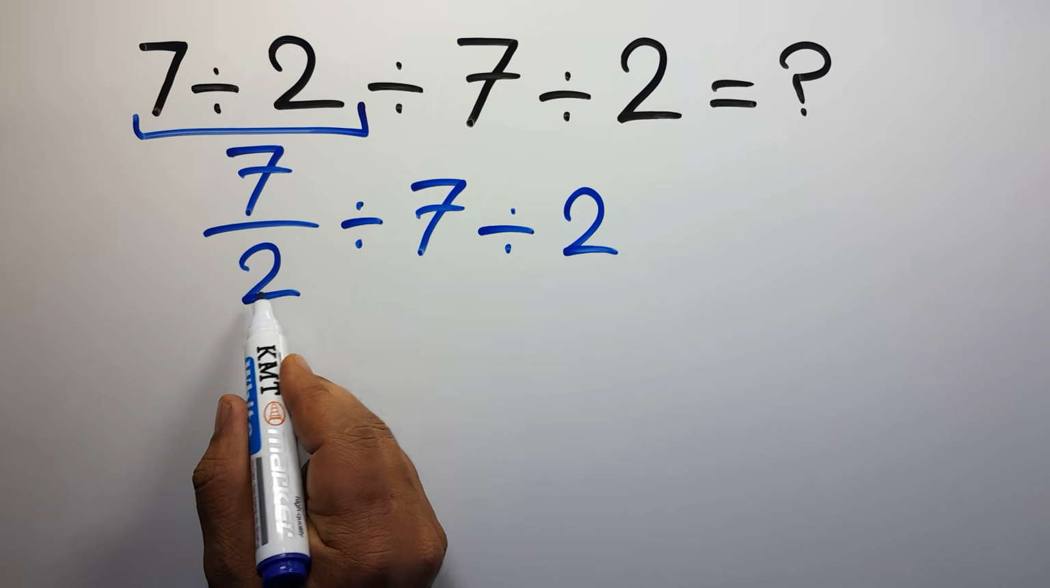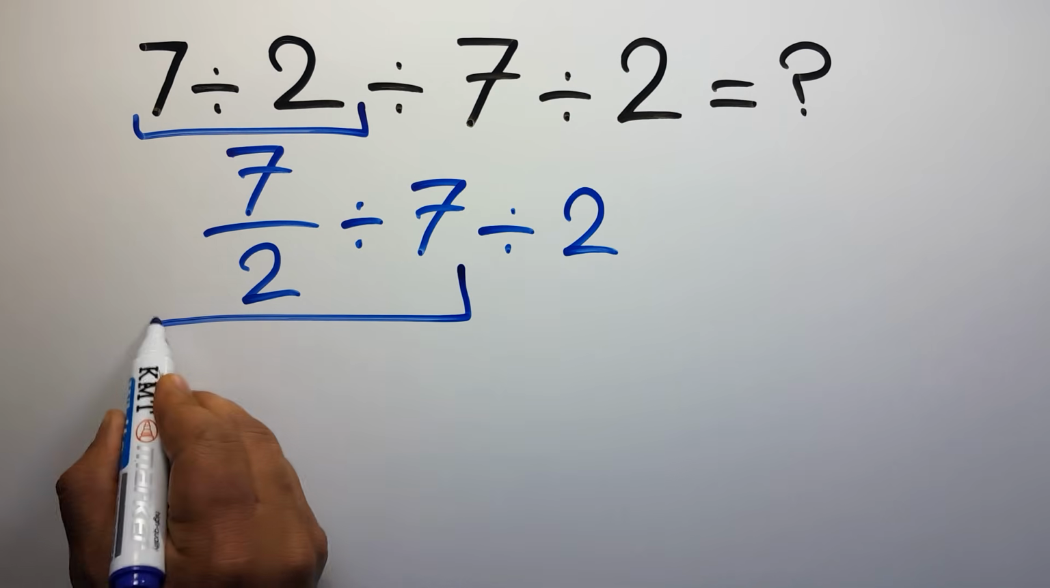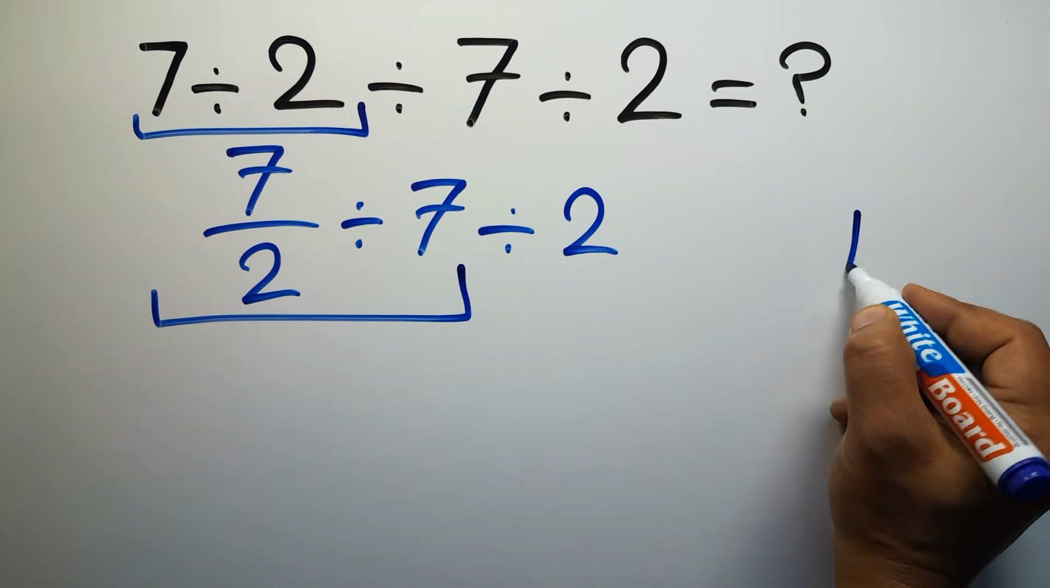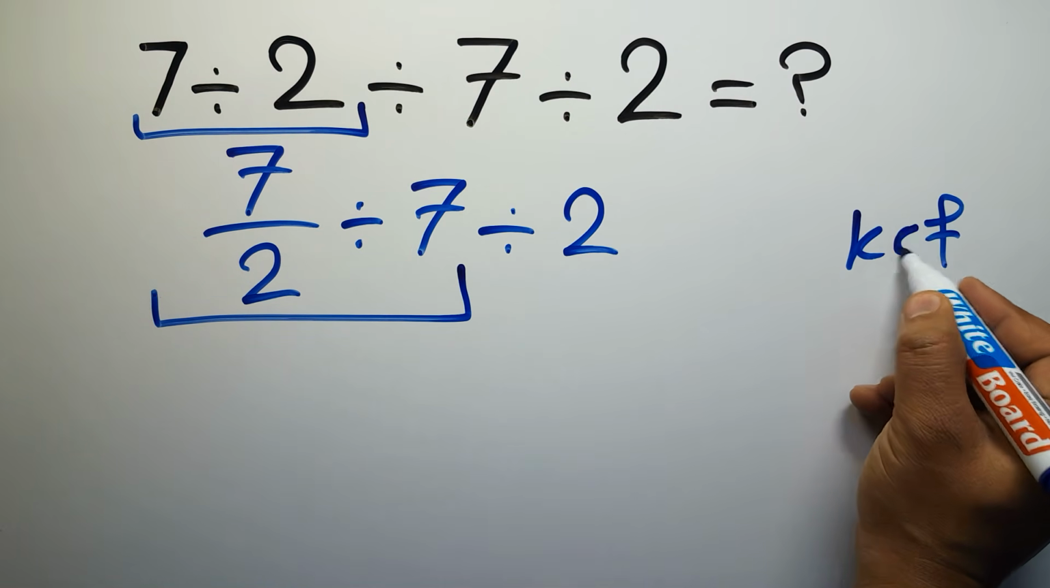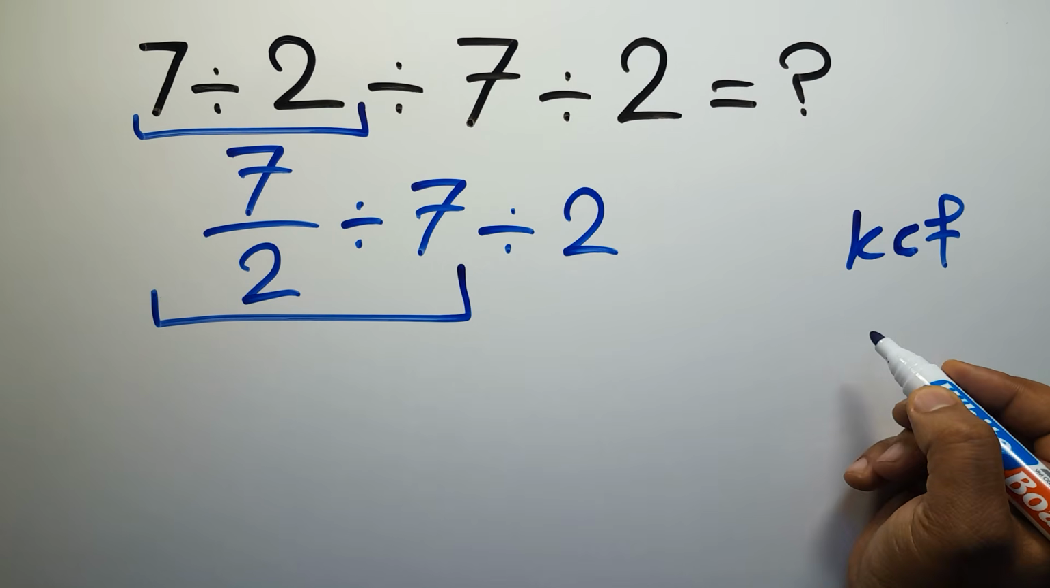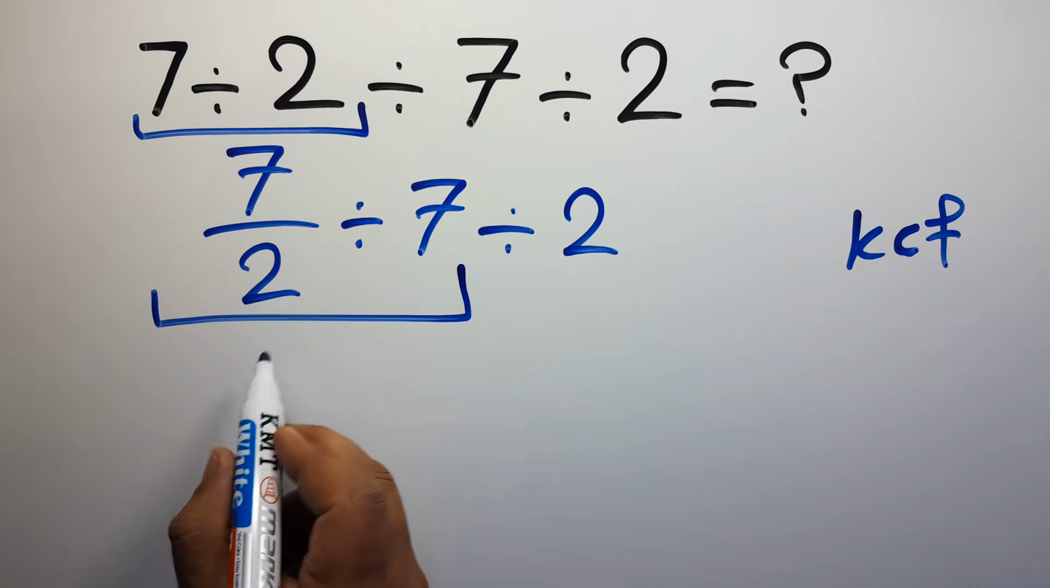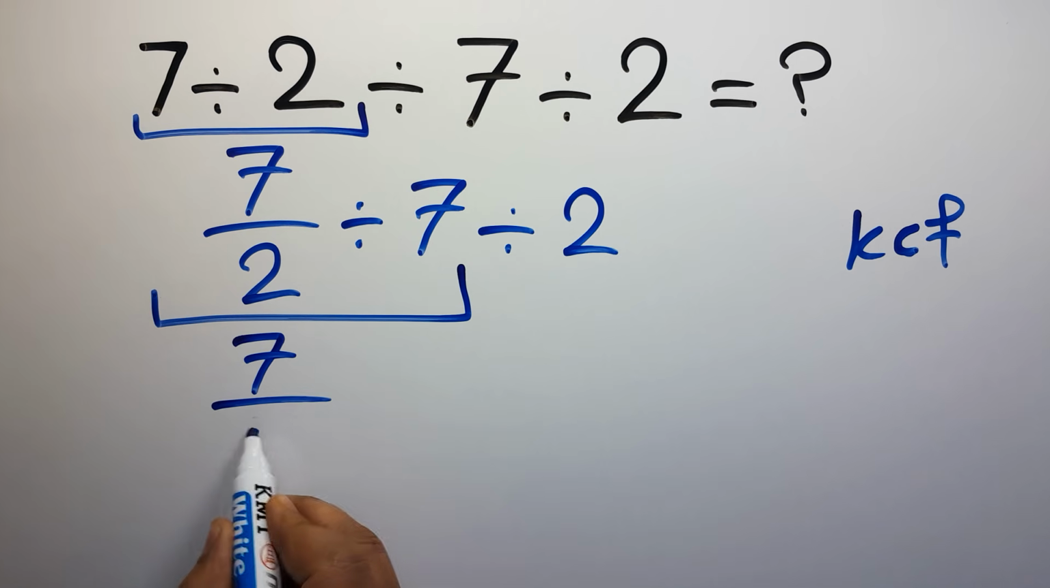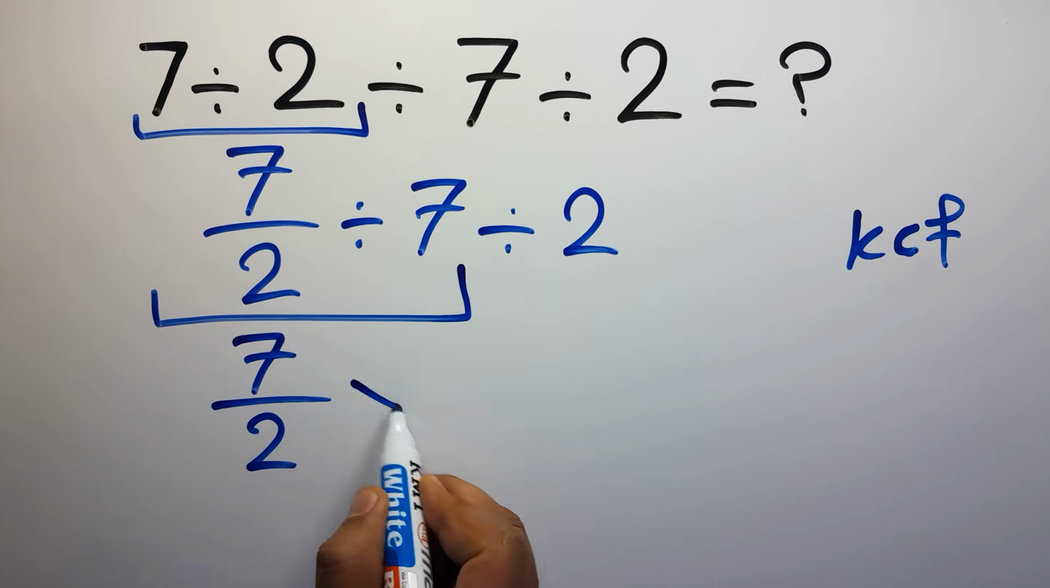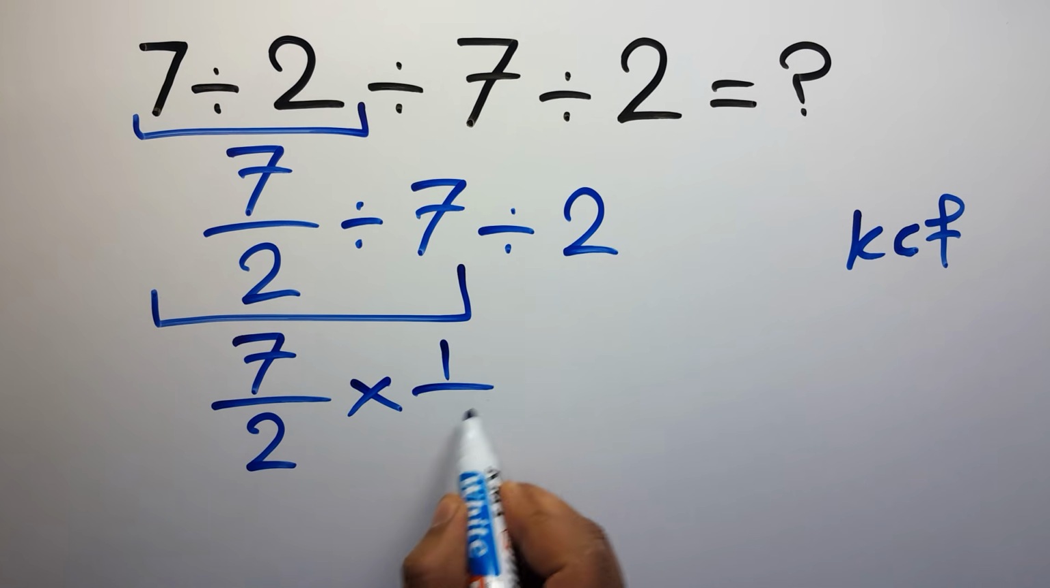Now we have to do this division. 7 over 2, then divided by 7. According to the KCF rule, K stands for keep, C stands for change, and F stands for flip. We can write: keep the first fraction, change division to multiplication, and flip the second fraction.